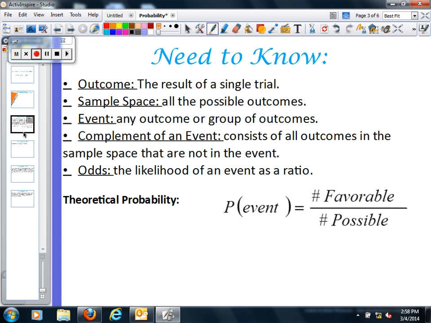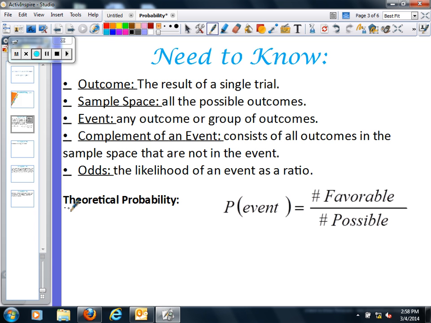The complement of an event consists of all outcomes in the sample space that are not in the event. So remember, a sample space is all possible outcomes, okay? And an event is a group of outcomes or an outcome that we're looking for. So the complement would be whatever's not in the event but is in the sample space, okay? Odds are the likelihood of an event as a ratio.